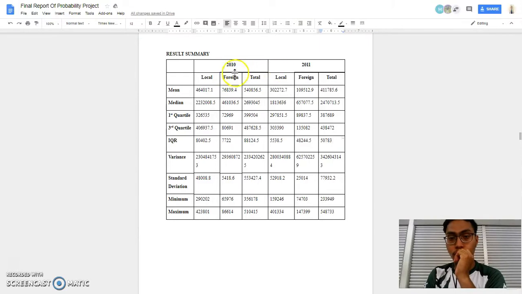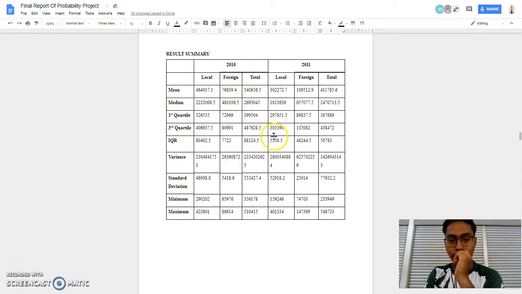And this is about these two years. The result summary comes from our own manual calculation, because we want to do the tally ourselves, not from software. This will explain more about the calculation we got.